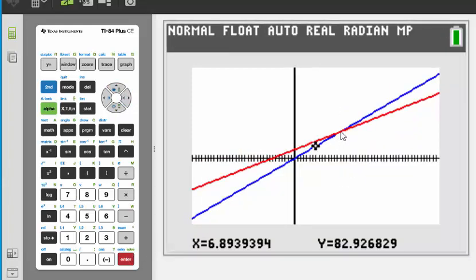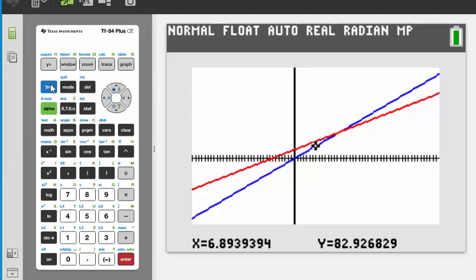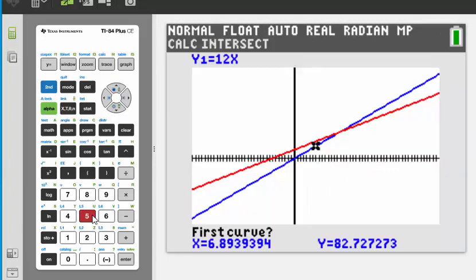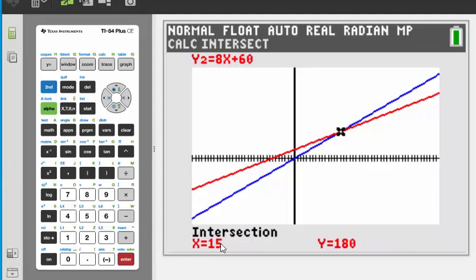Now that I see the intersection, I'll just use the intersect feature. So second trace, which is calculate, and then number 5, and hit enter 3 times. So there it is. X equals 15 is when the weekly salaries would be the same.